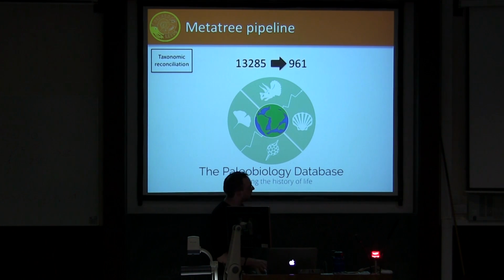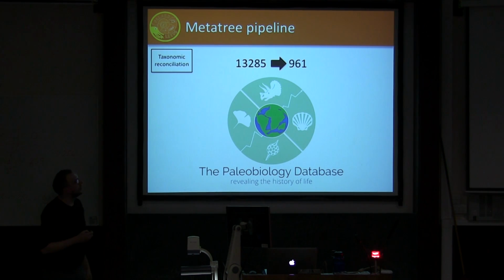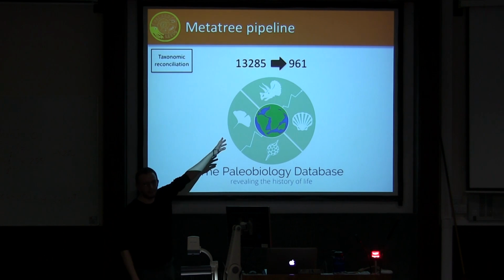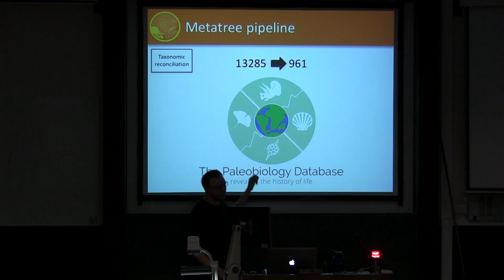So just to give you an idea, I said this is the hardest part in terms of labor. For the dinosaur tree, you're going to see there's 961 valid species. But I had to go through 13,000 individually different names in order to get down to that list.